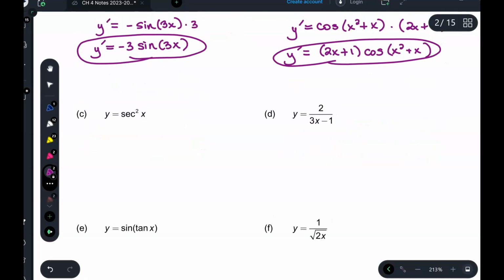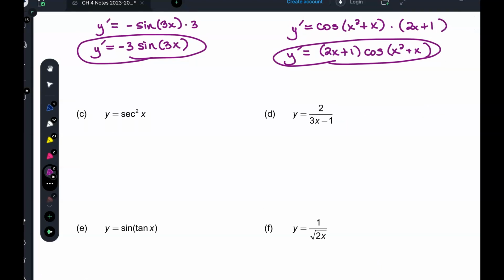Okay, now the next one says, these are new. That's a square. Everything is squared. So often with trig functions, I like to rewrite it this way. So now what is the outside function? The squared. And what's the inside? Secant x. So sometimes it's not as obvious when you see it written this way, which is why I like to rewrite it.